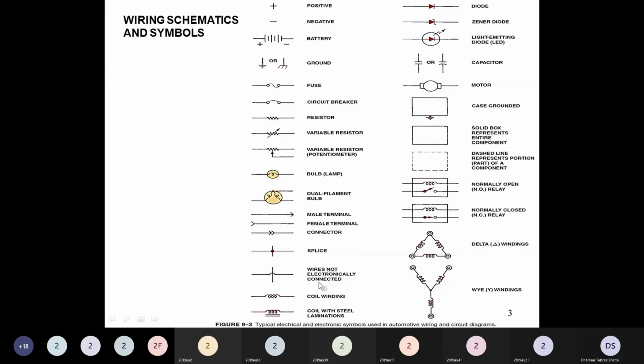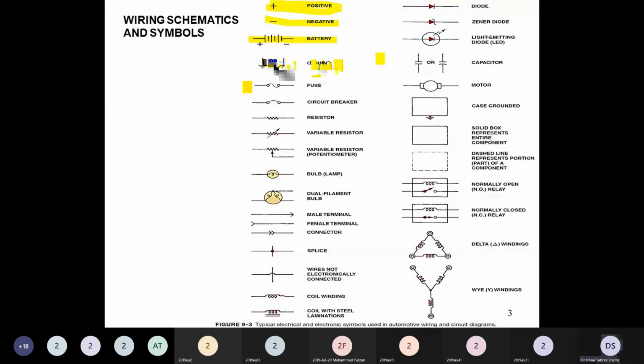So first of all, we have a positive terminal represented by the positive sign, and the negative terminal represented by the negative sign. Then we have the schematic symbol of the battery. Then there is the ground, and here we see two symbols for the ground.